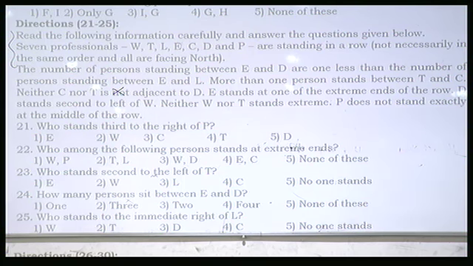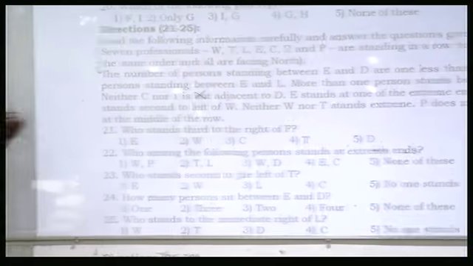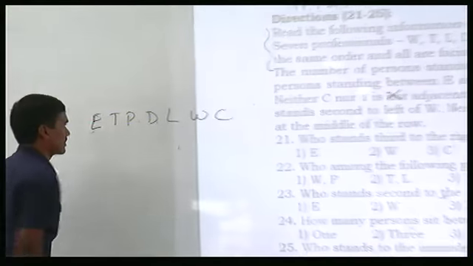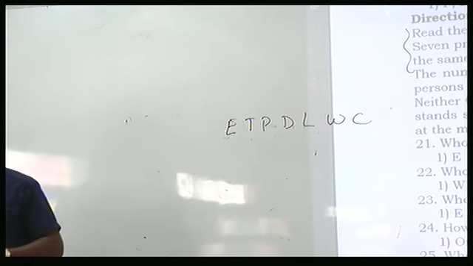Now question numbers 21 to 25. What is the order we got here? EDP, DL, WC. Now here the elements were not in a sequential order, isn't it?